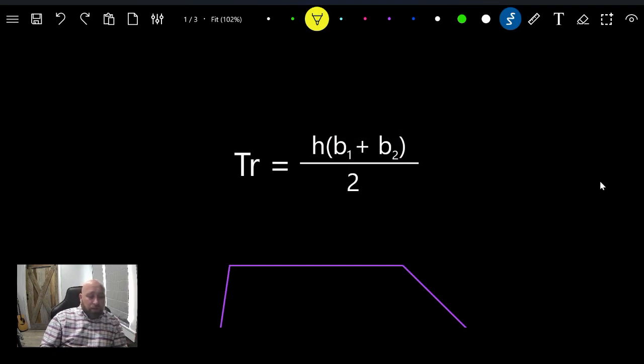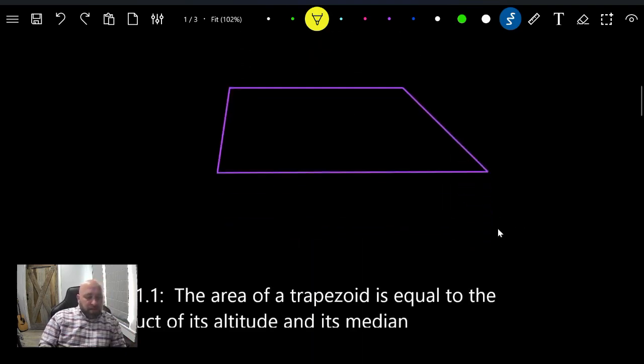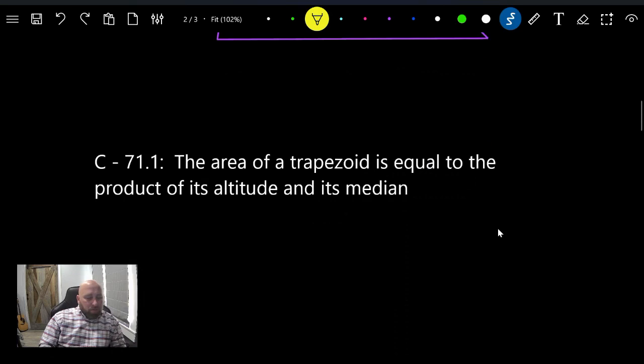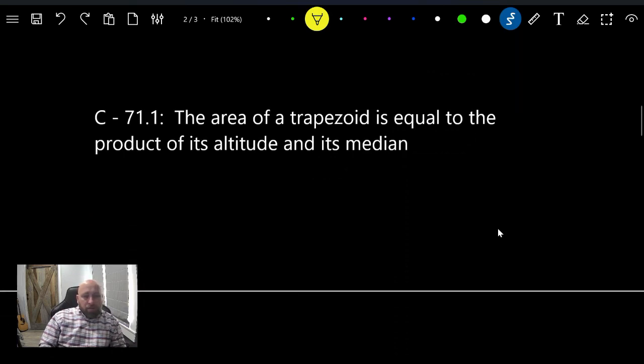So what we're going to do is take the height, the altitude, and then take both bases, and we're going to divide that all by 2. So we're just going to plug in and work this formula. We'll do one of these in just a second, but I just wanted to go over that with you real quick. And then let's talk about this corollary, and then we'll go ahead and do one of these problems.